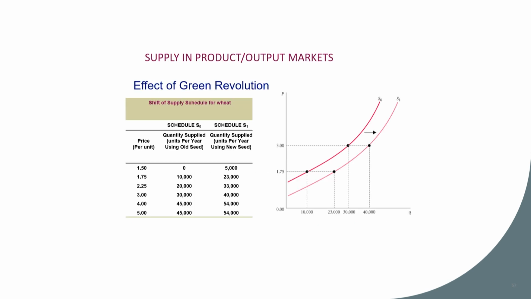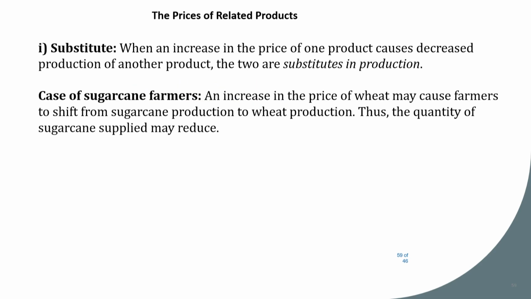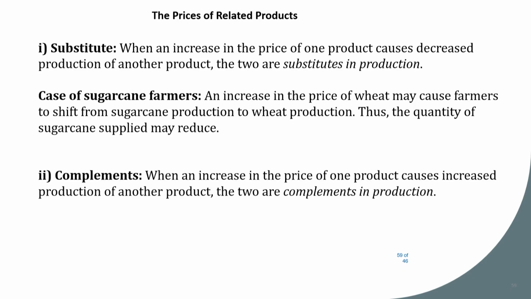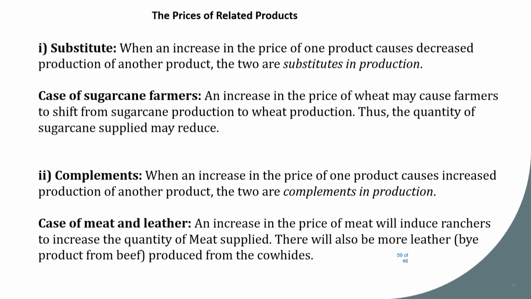For example, suppose this is the given price, and they produce this much. If I am just showing you the effect of the green revolution, as a result the cost of production declined, and now they are producing more at the same price. That means the curve is shifting rightwards. The prices of related products also affect the supply curve. I'm just showing you some slides here. These are all self-explanatory, so I'm not elaborating on them much.